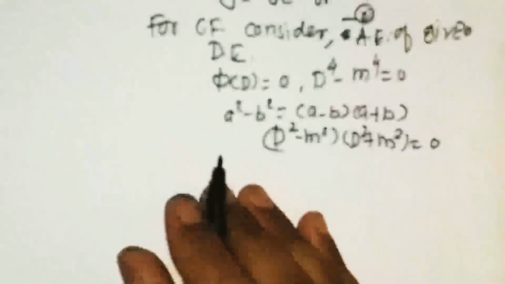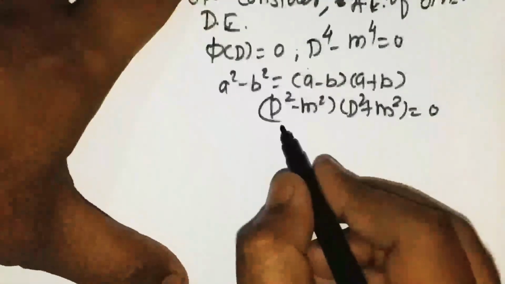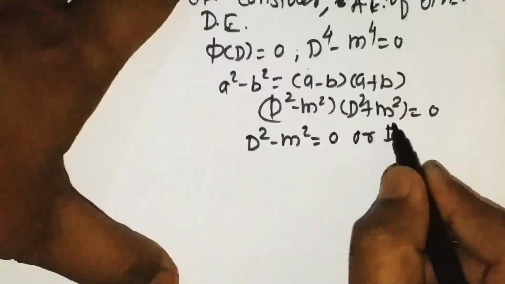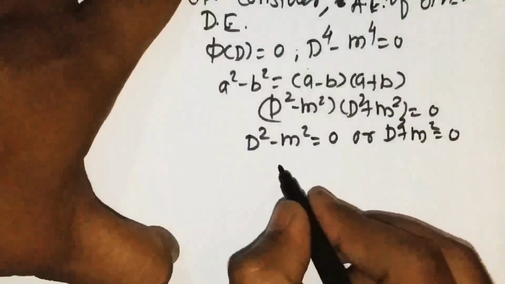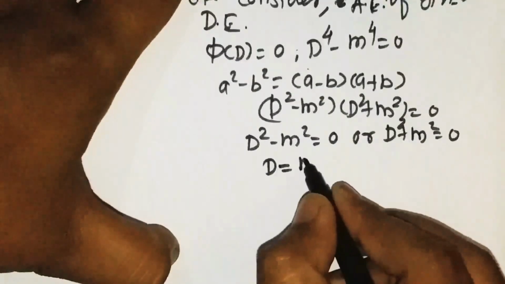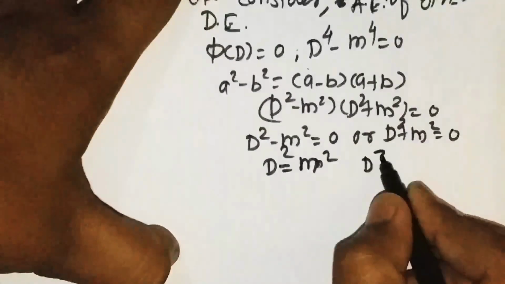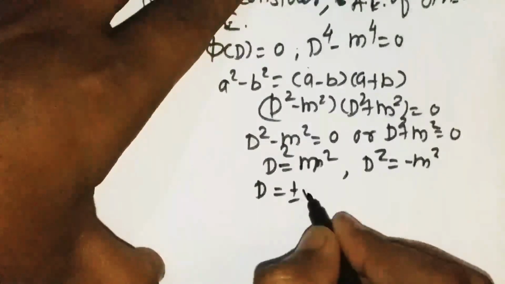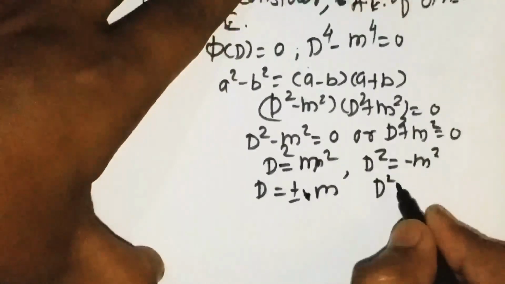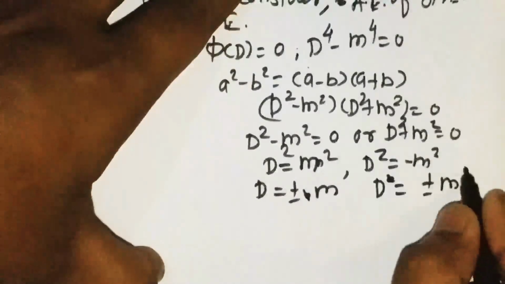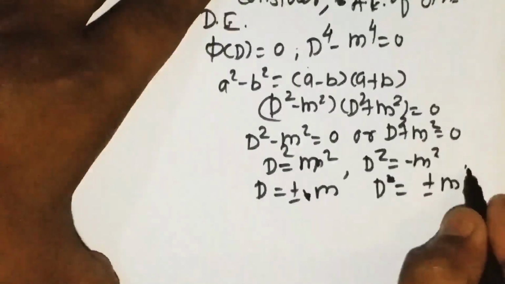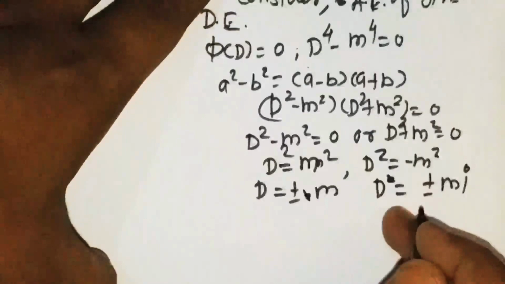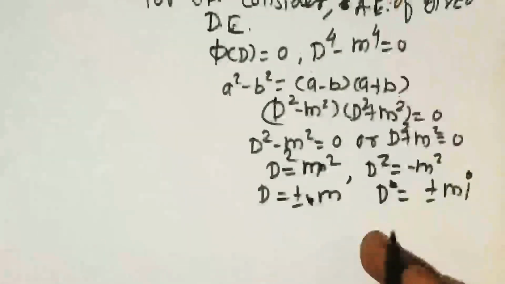So this will give us two second degree polynomials. Again, D square minus m square equal to 0 or D square plus m square equal to 0. So D square equal to m square from the first equation, and from the second equation D square equal to minus m square. On taking the square root on both sides we get D equal to plus minus m, and here D equal to plus minus m i, because this is a negative number and the root of a negative number is imaginary. So one pair of roots is real and one pair of roots is imaginary, and all the roots are distinct. Here no root is repeated.